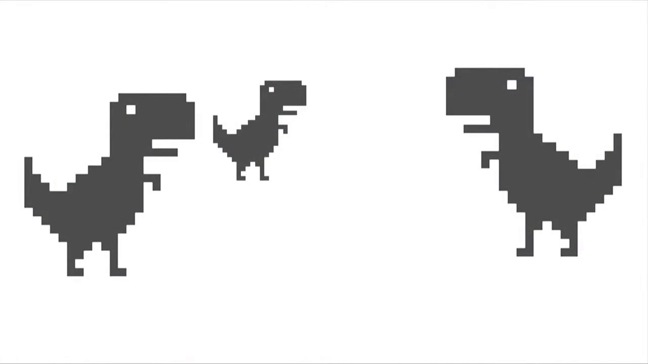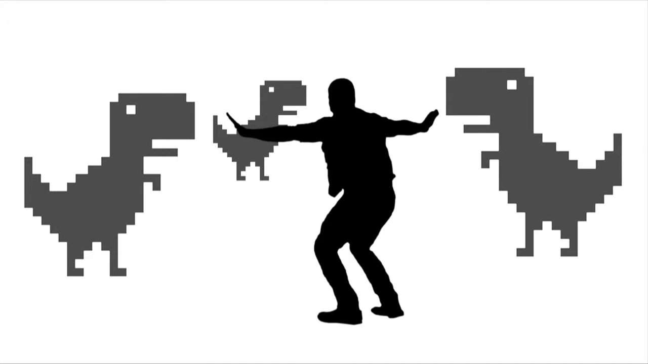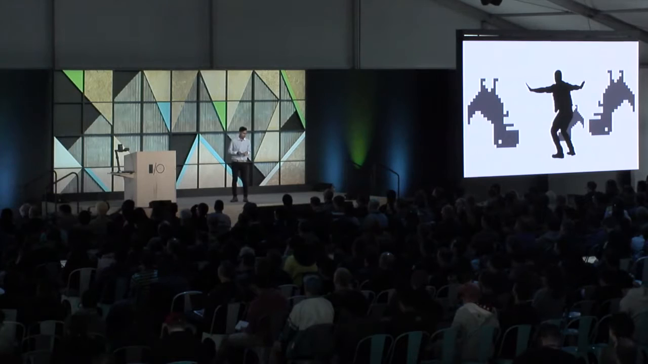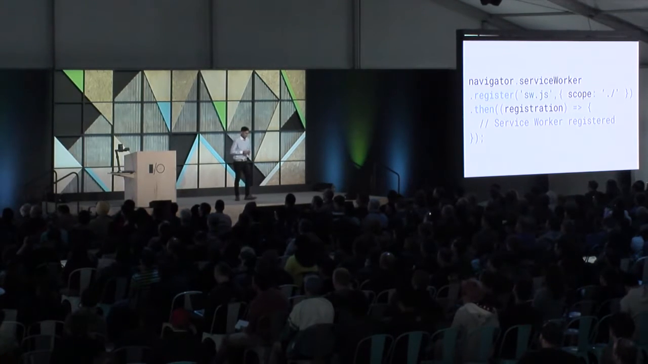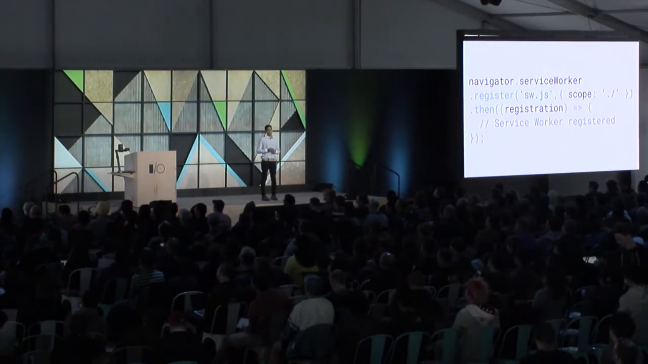So at I/O, we're talking about killing the offline dinosaur. Ideally, we want to be able to build experiences where you're no longer having to play that game. You're actually giving your users something valuable. I spent 2 hours on this slide and make poor life decisions. I'm sorry. The underpinning of this is Service Worker.